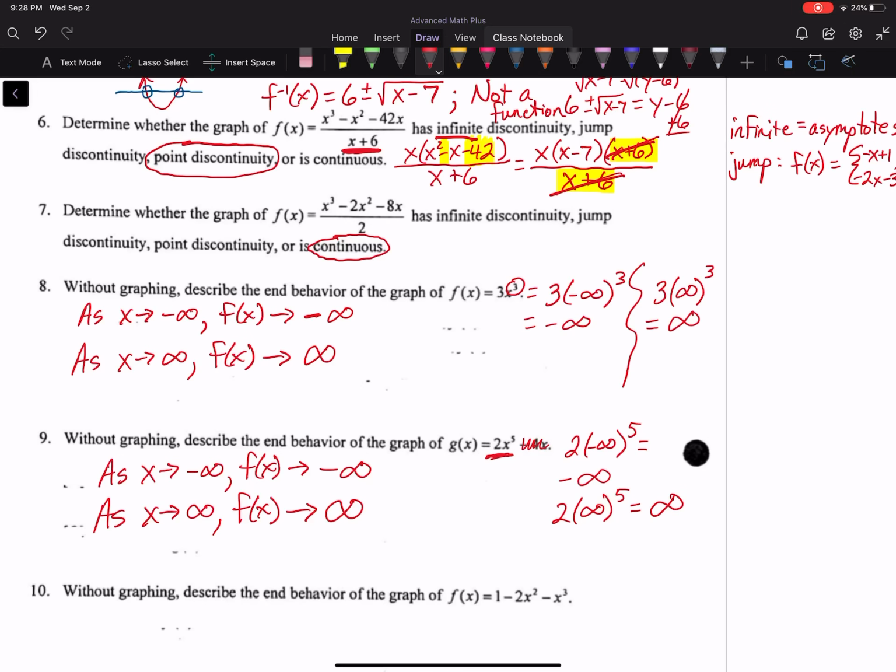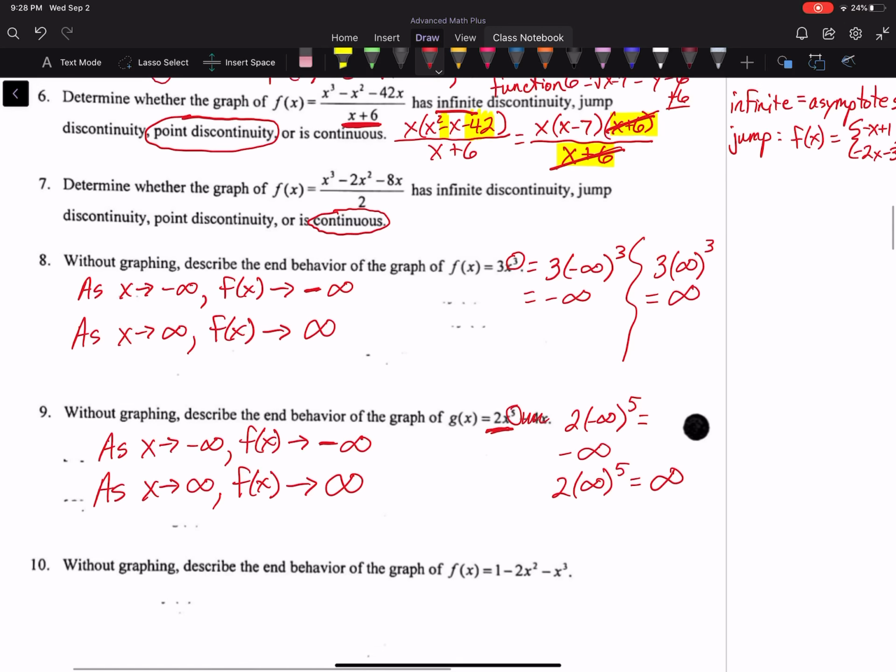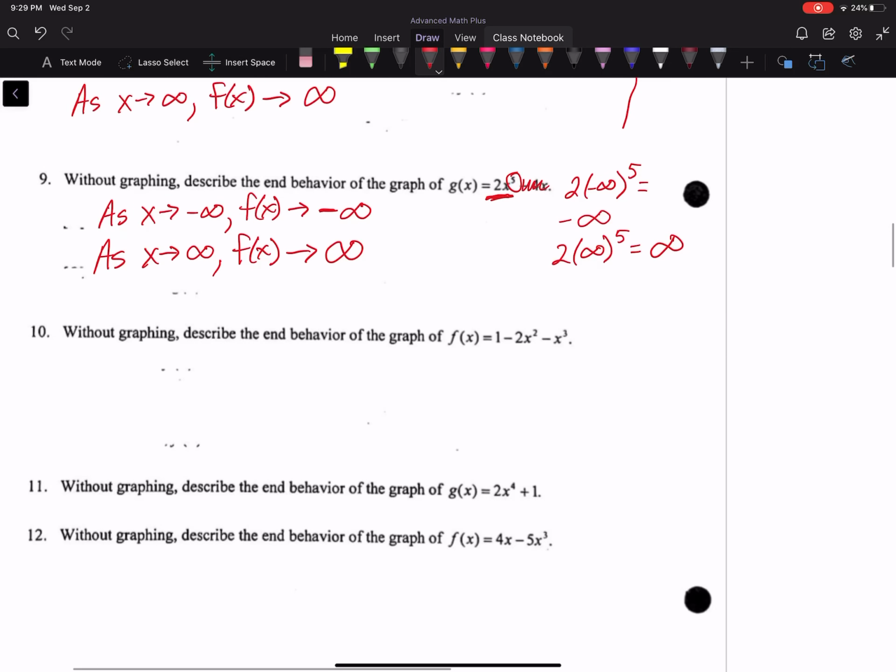So, again, notice one's going to negative, one's going to positive. Why? Because we had an odd exponent. All right. Number 10, again, same start. As x approaches negative infinity, f of x will approach something, and as x approaches positive infinity, f of x will approach something.